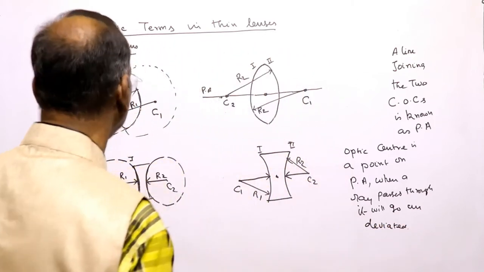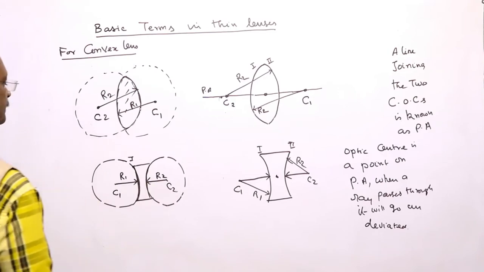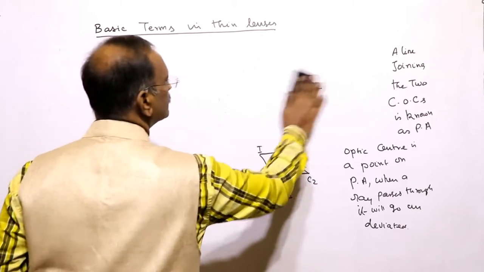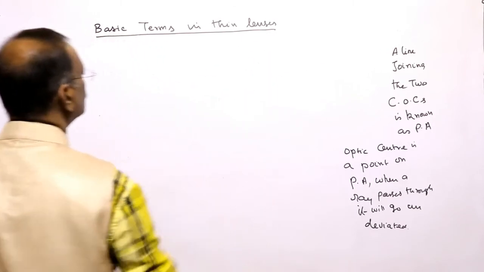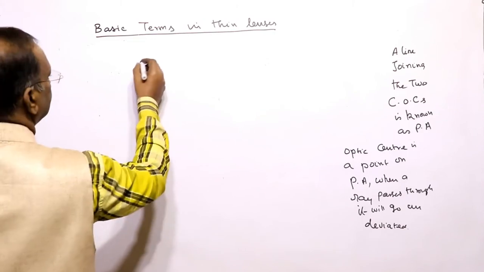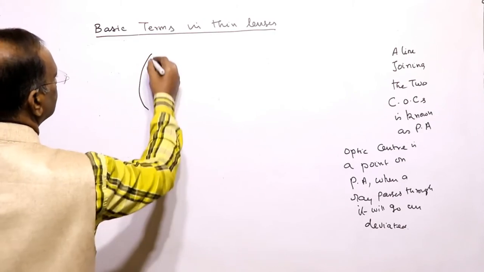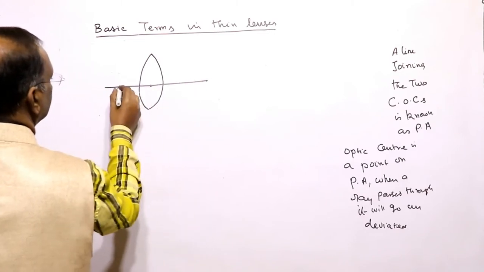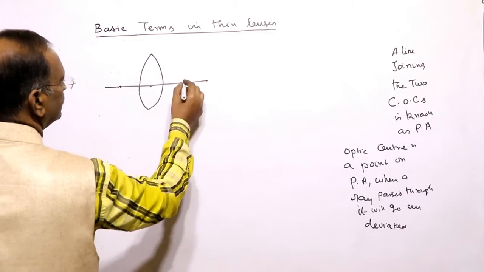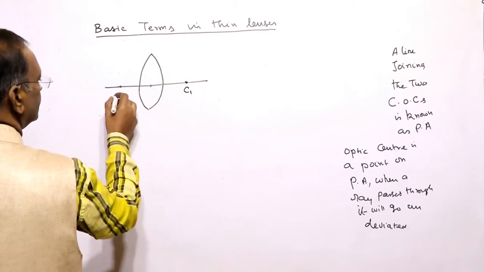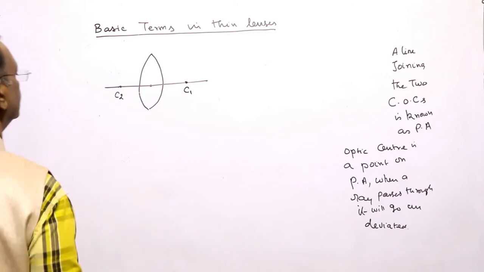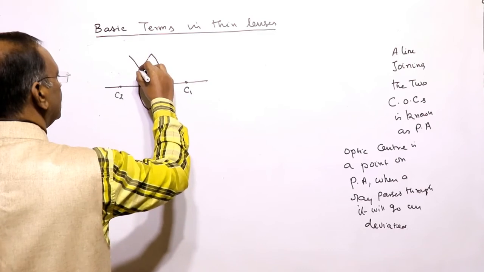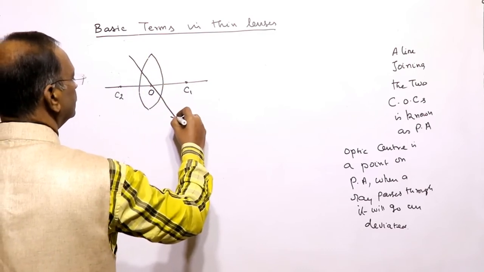This will go undeviated for this one. So we can talk about the optic center. This is for a convex lens, we can see this is the optic center. This is principal axis for the first surface. This is center of curvature. For the second surface, this is center of curvature. And the optic center, we can denote it by O, through which a ray goes, it will go undeviated.